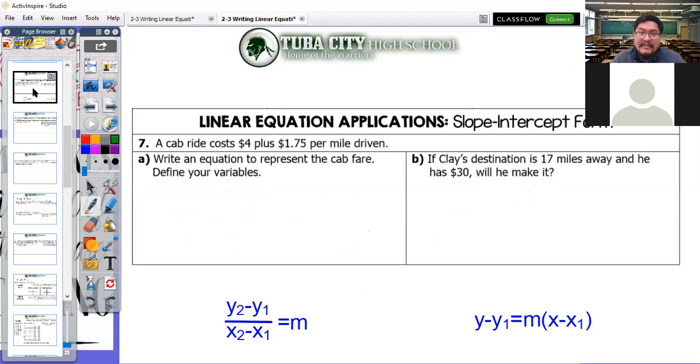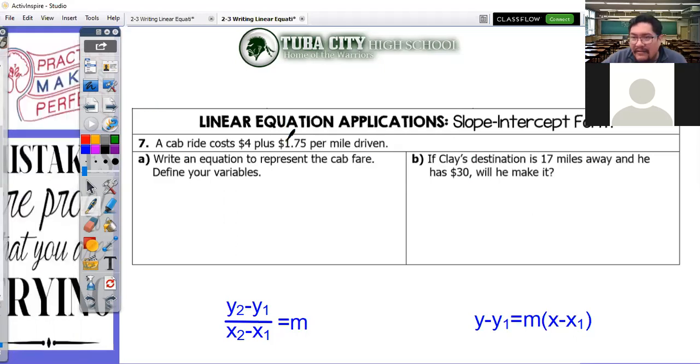But usually it goes something like this. If you call them, they will drive out to you, and they might even still charge you just for that. So let's say that you call a cab just to go down the road, like literally down the road. You're just going to go to the gas station and run inside and then go back out. Well, they're going to charge you $4 just to show up, and they're going to charge you $1.75 for each mile. So a cab ride costs $4 plus $1.75 per mile driven.